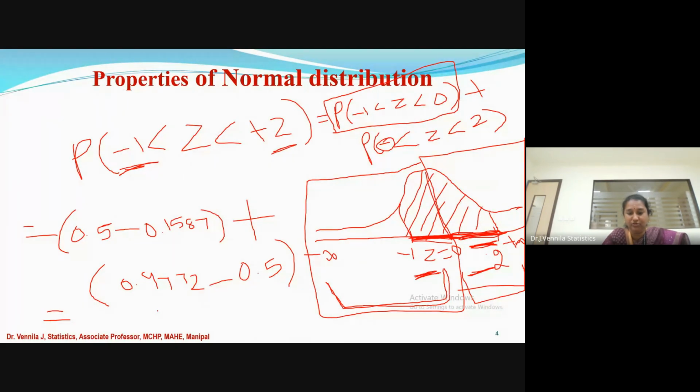0.5 minus 0.1587 table value gives 0.3413, plus 0.9772 minus 0.5, we will get 0.4772. Then you can add these two things and we will get 0.8185. That means there is an 81% possibility of accepting the particular area. That is the meaning of that.